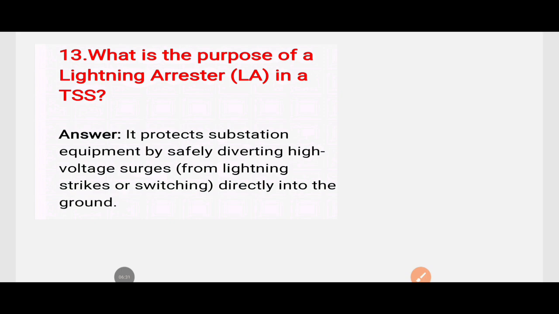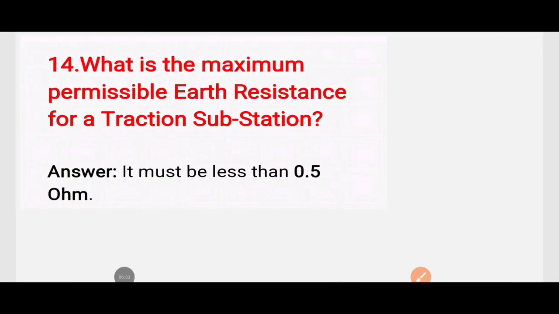Next, what is the maximum permissible earth resistance for a traction substation? Here, for a traction substation or TSS, maximum permissible earth resistance must be less than 0.5 ohm.